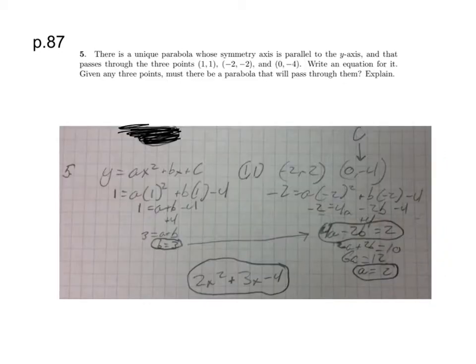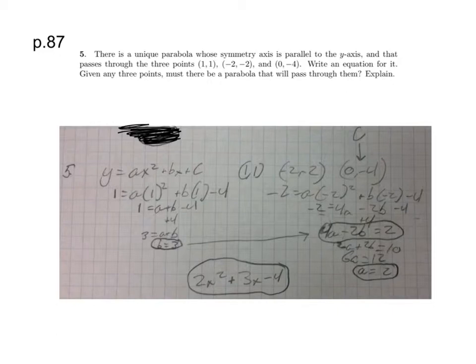There is a unique parabola whose symmetry axis is parallel to the y-axis, and that passes through 3 points: (1, 1), (negative 2, negative 2), and (0, negative 4). Write an equation for it. Given any 3 points, must there be a parabola that will pass through them?